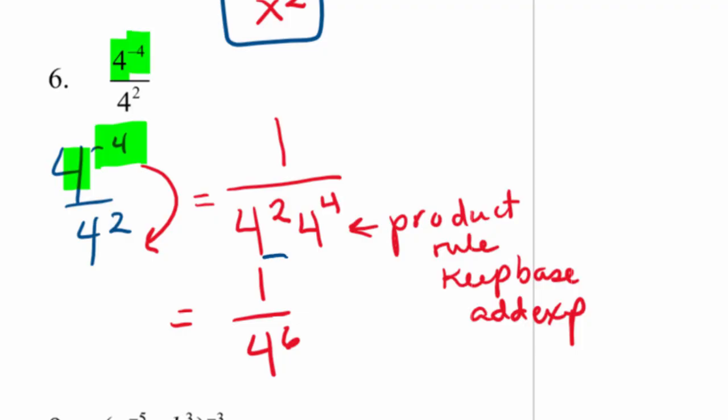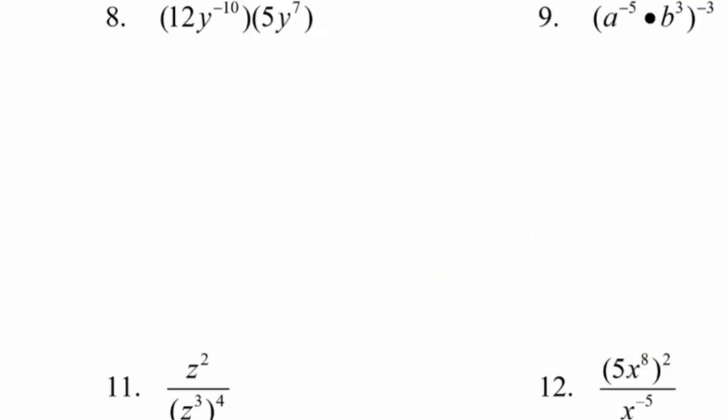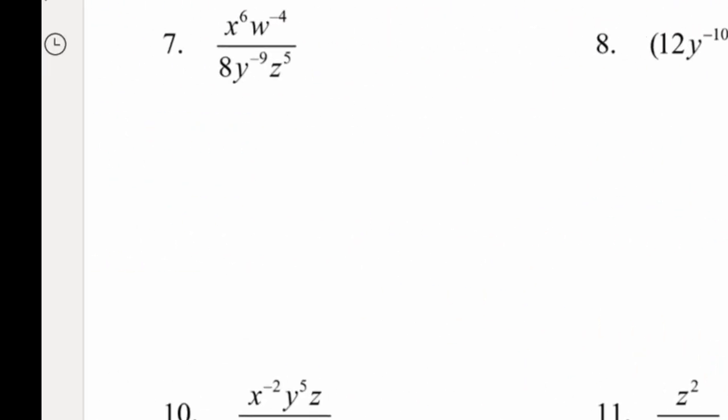Our exponent is positive, so everything looks good. Okay, take a look at this problem. They're starting to get a little bit more complicated, but that's okay. What I want you to look for are those terms that have negative exponents. We've got the w to the negative 4 and the y to the negative 9. Those are the two that have negative exponents. The rest of the variables and the coefficient of 8 all have positive exponents.